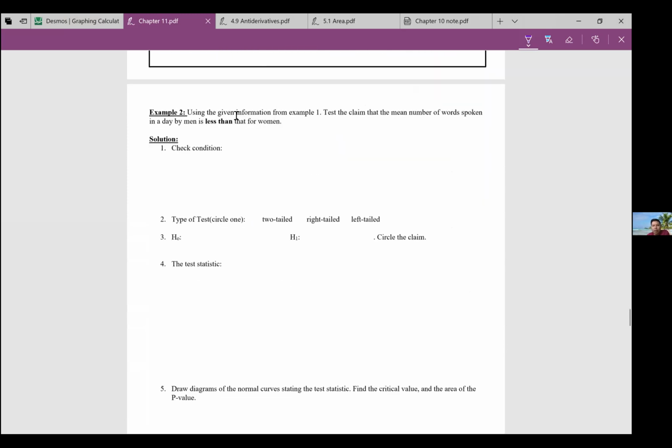All right. So using the given information from example 1, test the claim that the mean number of words spoken in a day by men is less than for women. All right. So that's the claim, right? The claim is the words spoken in a day by men is less than for women, okay?